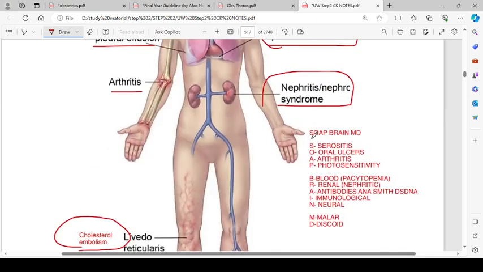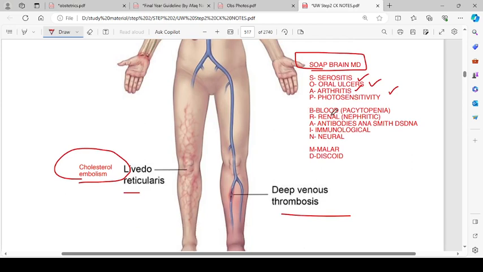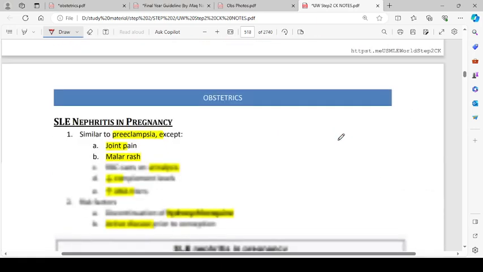So there is a mnemonic that is SOAP, brain, MD. SOAP means serositis, oral ulcers, arthritis, and photosensitivity. Brain means blood, that is pancytopenia. Renal, nephritic, antibodies, ANA, Smith, dsDNA, immunological and neural, and malar and discoid rash will also be present.